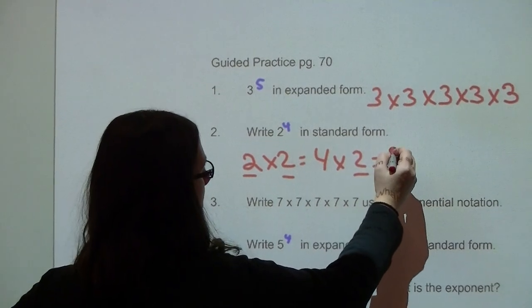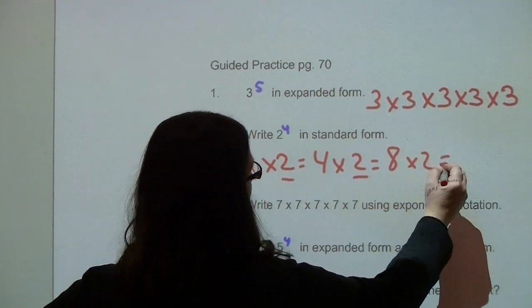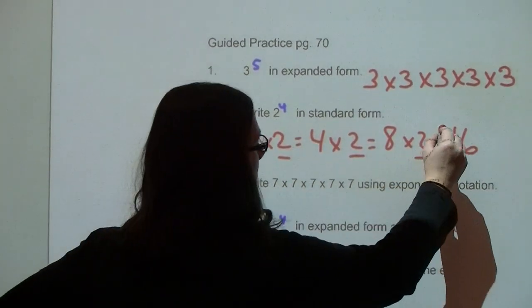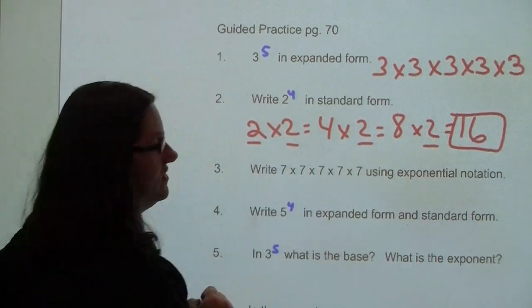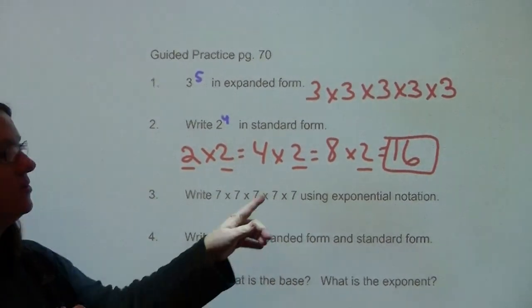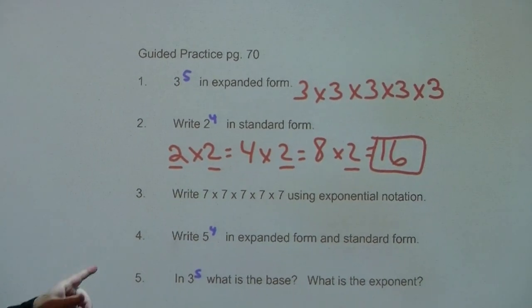4 times 2 is what? 8. Good job. And our last time, times 2. 8 times 2 is 16. So our answer in standard form is 16. But you will see, you have to write out the multiplication problem to get to your answer, so you understand where it's coming from. All right, good job.